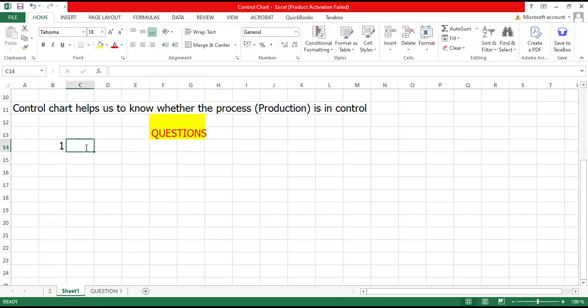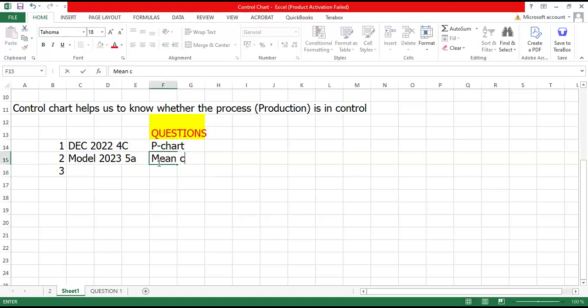Number one, you can check December 2022. This is question 4C. Then number two, you can look at model paper 2023, question 5A. This one talks about P chart. Then this one talks about mean chart. Then we also have September 2022 at question 3C. This one talks about range chart.